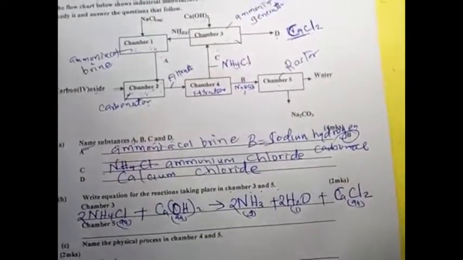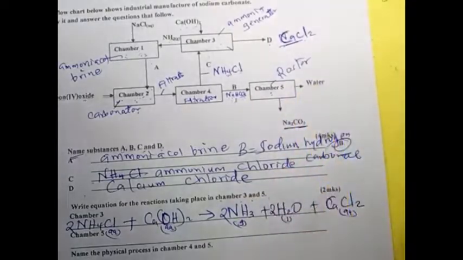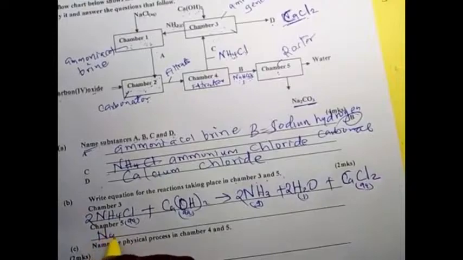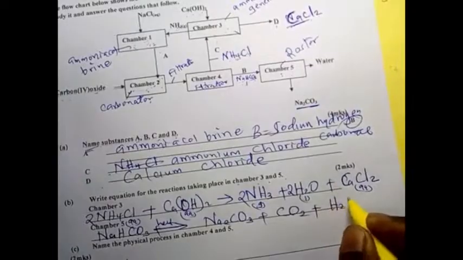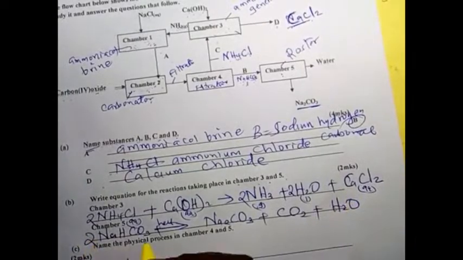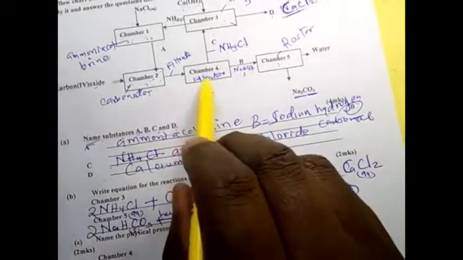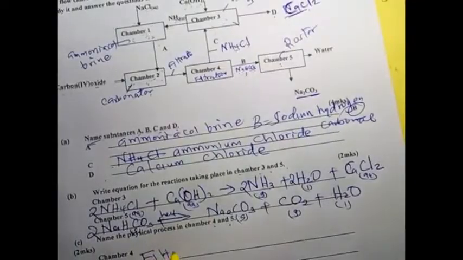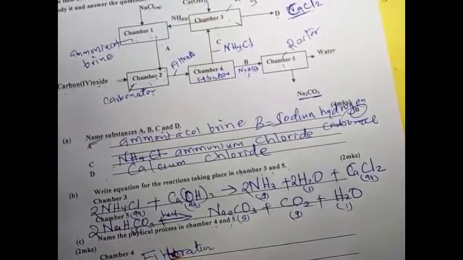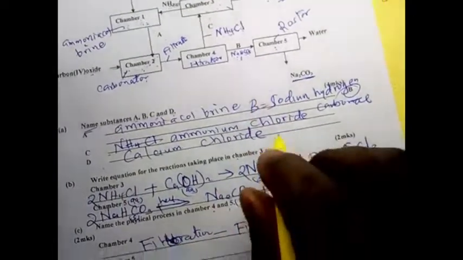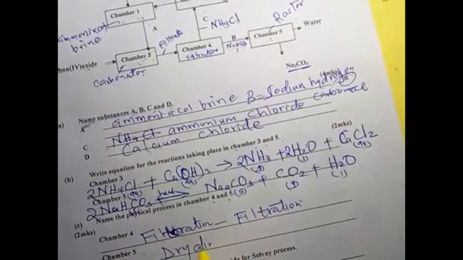Chamber 5, to give sodium carbonate, this one, water, and carbon dioxide. So sodium hydrogen carbonate plus CO2 plus what? Plus water. This one is a solid, gas. Chamber 4 is filtration. So the physical process is filtration. Number 5, the physical process there is drying. This sodium hydrogen carbonate is dried then heated, therefore the physical process is drying.